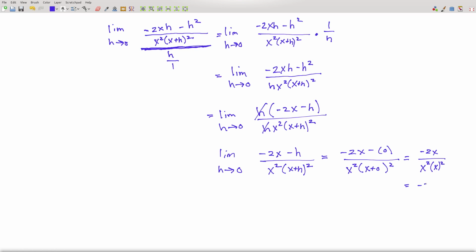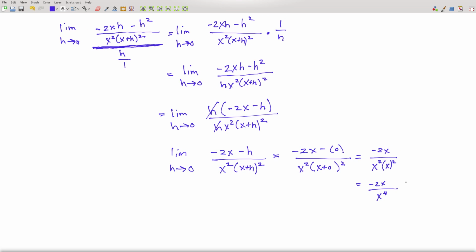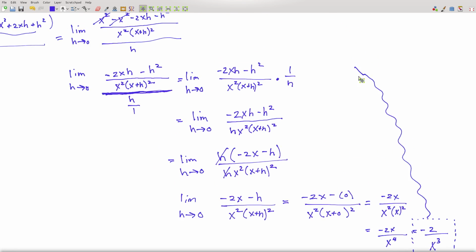Which is equal to negative 2x over x squared times x squared, which is x to the 4th. But you see how now there's an x to the 1 on top, there's an x to the 4 on the bottom. So you have 1 x on top and 4 x's on the bottom. Let's cancel an x from the top and an x from the bottom, and we'll end up with negative 2 over x cubed. But aha, look at this. This negative 2 over x cubed, that is exactly what we were hoping to show.